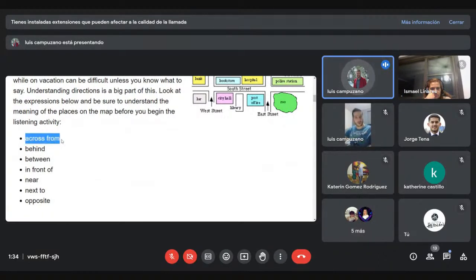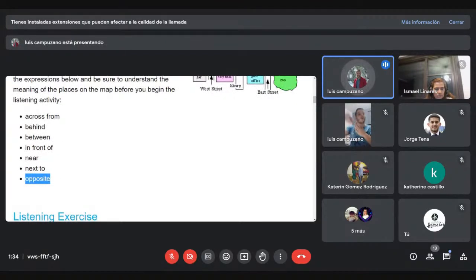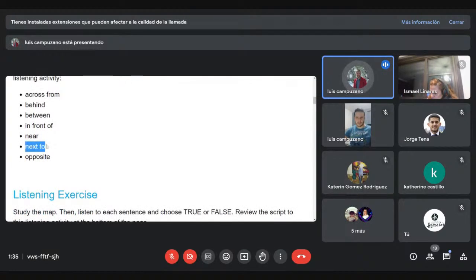So you will hear in the audio these phrases and words. Across from, we already know across from. We know behind. We know between. We already know in front of. Near. We remember near is cerca, right? Next to. And opposite is al lado opuesto. I want to remind you also that next to has many synonyms, muchos sinónimos. We can say next to. We can also say by, que se pronuncia igual que adiós, pero se escribe solamente B-Y, by. Or we can also say beside. So those three are synonyms, okay? Next to, by, or beside.